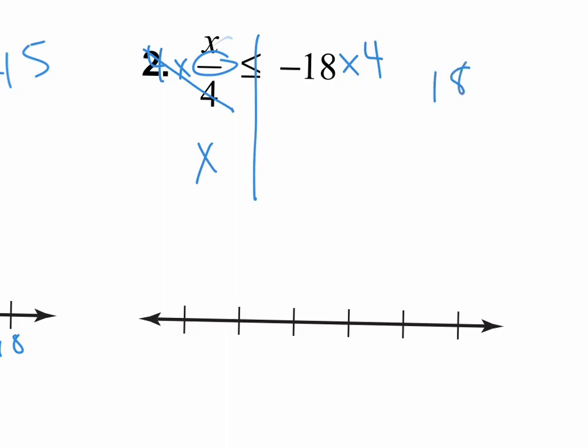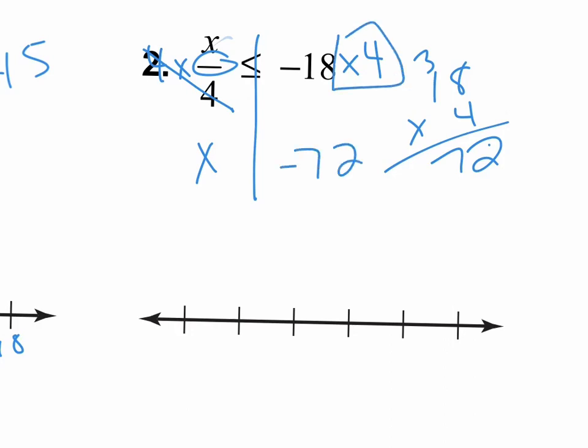And then 18 times 4. If you don't know it, you come over here and you do the math. So that's 32. You carry the 3. You get 72. And a negative times a positive is a negative. I did not multiply or divide by a negative. So you keep that sign and you drop it down. So I drop down my sign and it becomes x is less than or equal to negative 72.